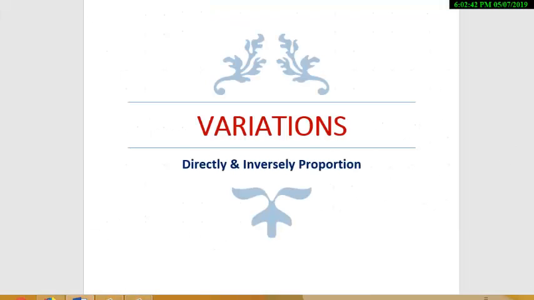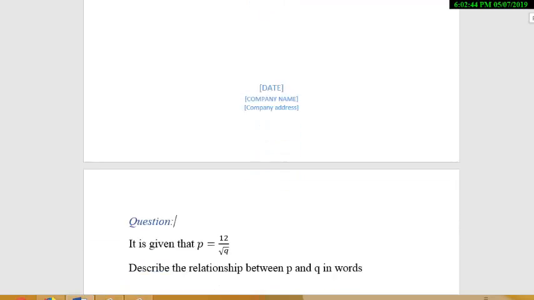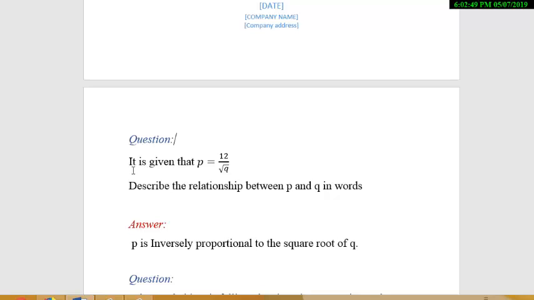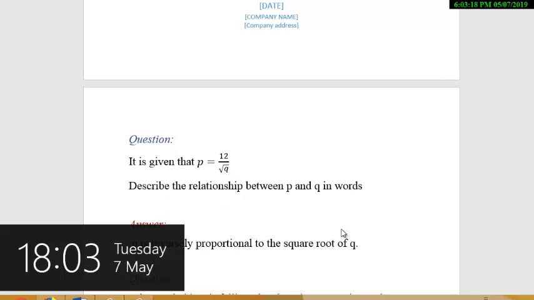The first question on the variation, let's come to the first question. This is our question here. Look here. It is given that p is equal to 12 upon square root of q. And we have to describe what kind of relationship is between p and q. And you can see that when one variable is in the denominator, this is an inverse relationship. Therefore, we can say that p is inversely proportional to the square root of q. So this is the answer here.